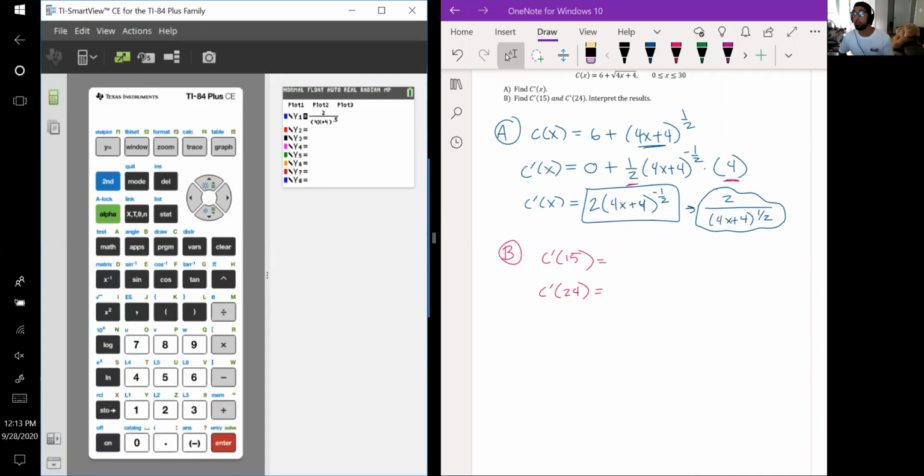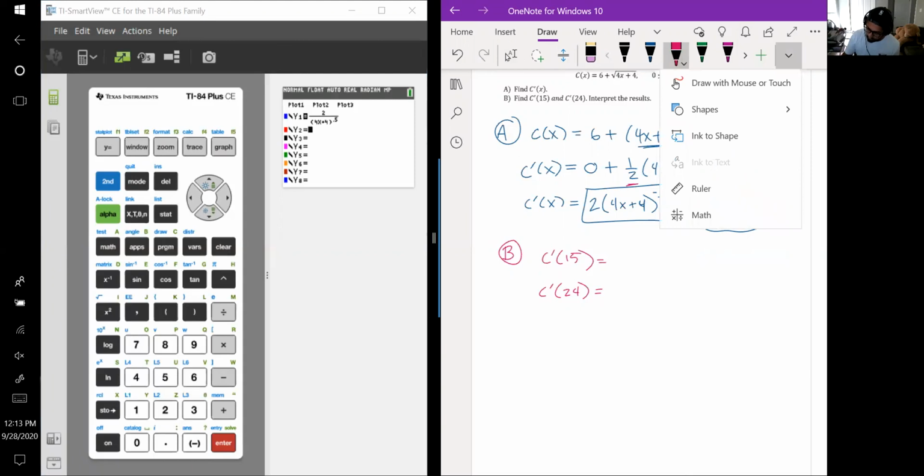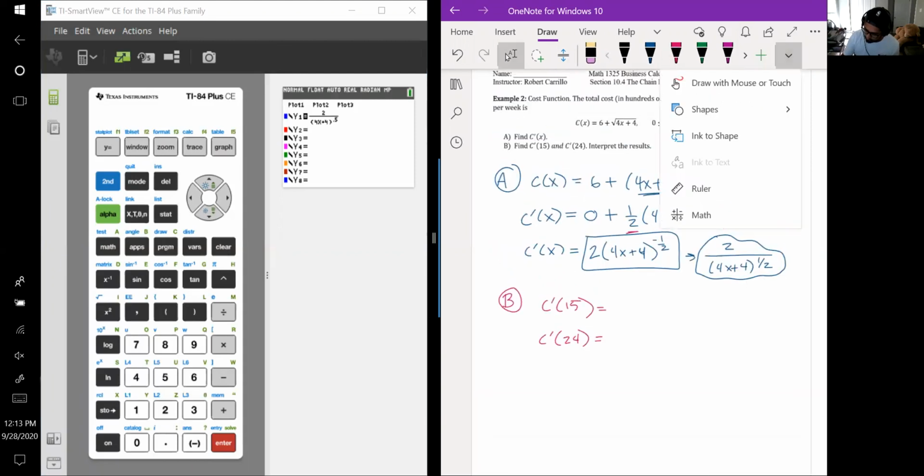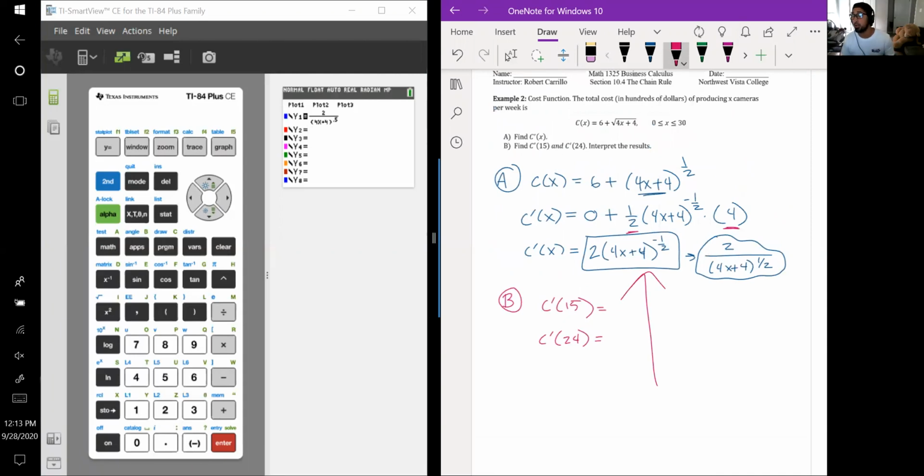Okay, let's say you don't have that fraction button and you have to do classic input. I would write it as the one you see on the screen. So I would say 2, parentheses 4x plus 4 and raise it to the negative 0.5. Either one works. We're going to get the same answer. So that's how you would type it in, just any classic input. Okay, and then after that, enter.